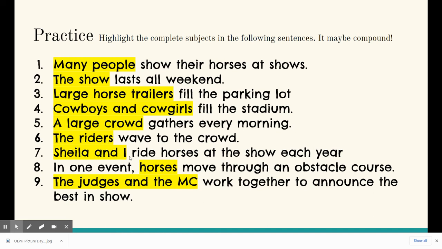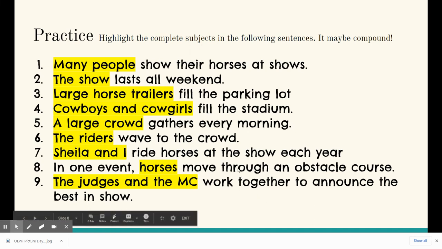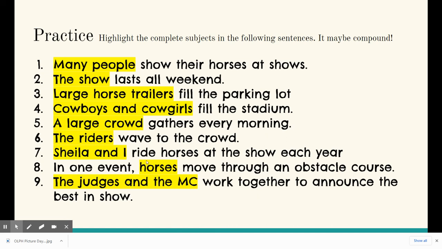Sheila and I ride horses at the show each year. Who's doing the action of riding the horses? Sheila and I. Both of us are doing the same action. In one event, horses move through an obstacle course. This one might be a little tricky because our subject's not the first word or words in the sentence. We have to ask ourselves, what is doing the action of moving? Is it the event? No, it's the horses. So horses is the subject of our sentence.